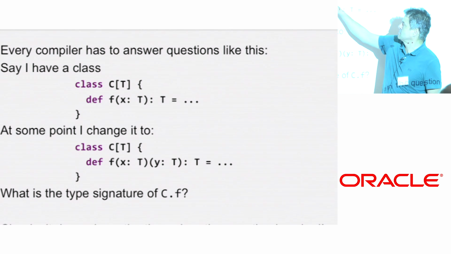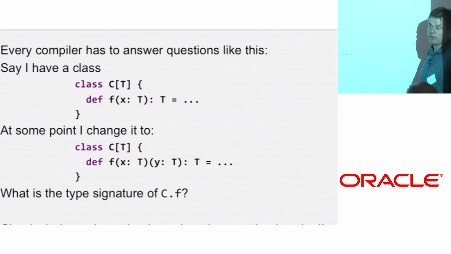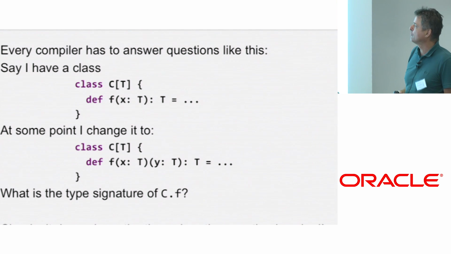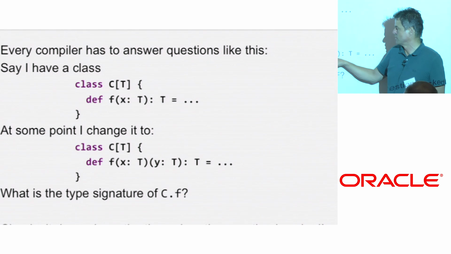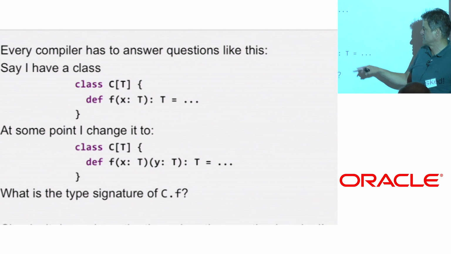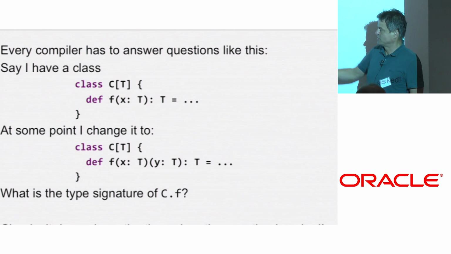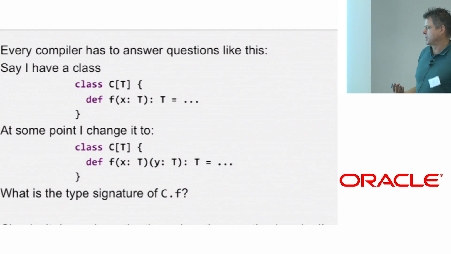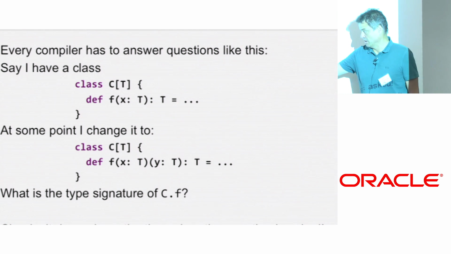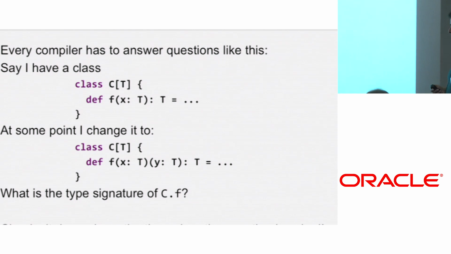Say I have a parameterized class C, and we have a method in the class called f. And at some point, we change the class to this one here. So now the method has two parameter lists. And the question I ask is, what's the signature of c.f? Clearly, the question is ill-formed, because it should be, what's the signature of c.f at a given point in time, because I've just changed it.